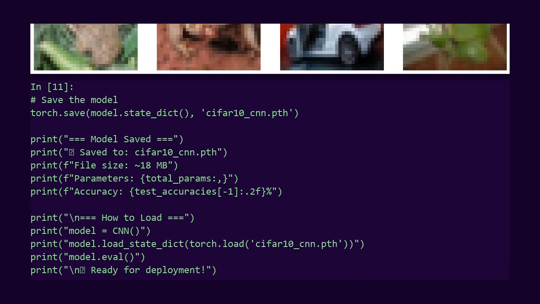To use this in production, you'd load the model architecture, load these weights, set it to eval mode, and start making predictions. No need to retrain. This trained model represents hours of computation. But loading takes just seconds.